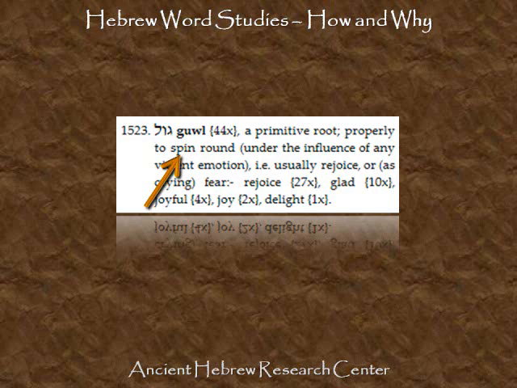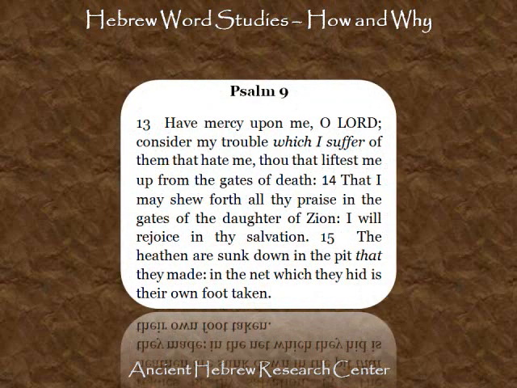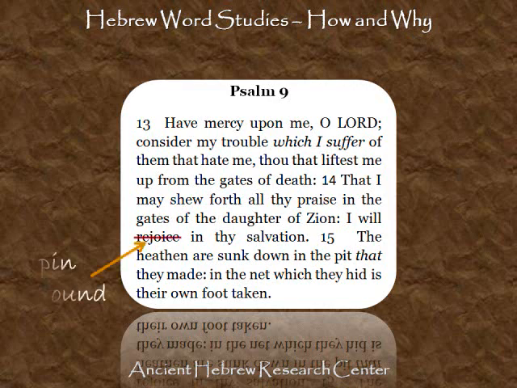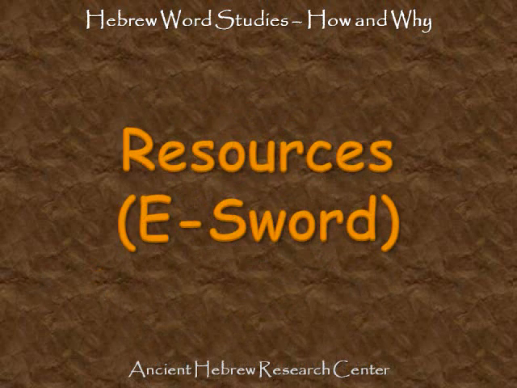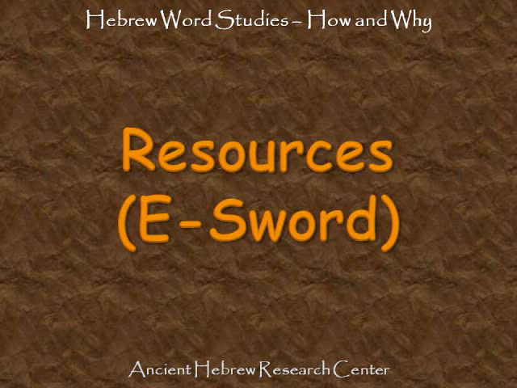Now if we continue on, under the influence of any violent emotion such as rejoicing or fear. So we find that the Hebrew word gul can be a spinning around in joy or in fear. So now let's take a look at Psalms 9:14 with this new understanding of the word gul. That I may shew forth all thy praise in the gates of the daughter of Zion, I will spin around in thy salvation.